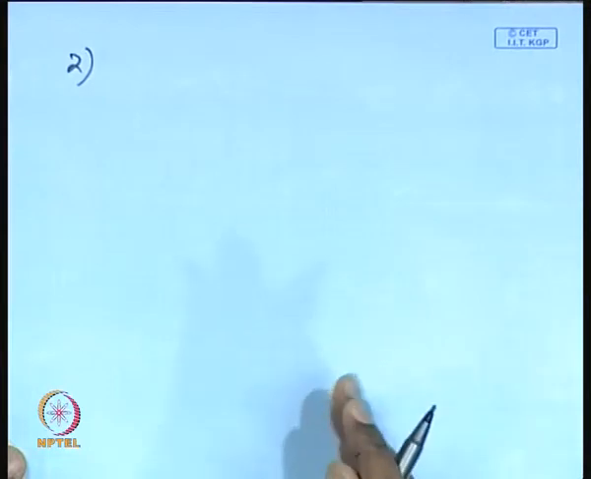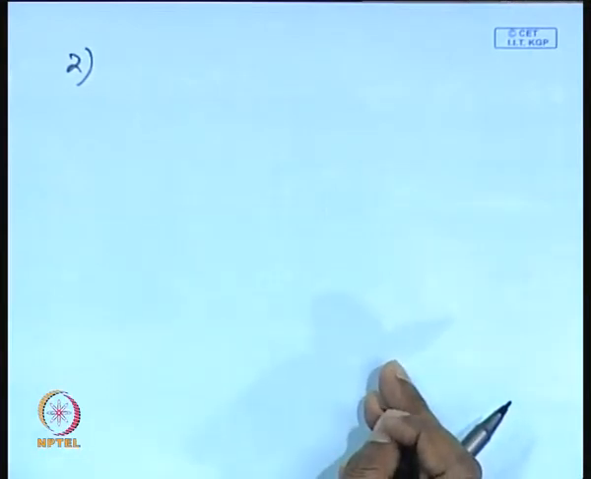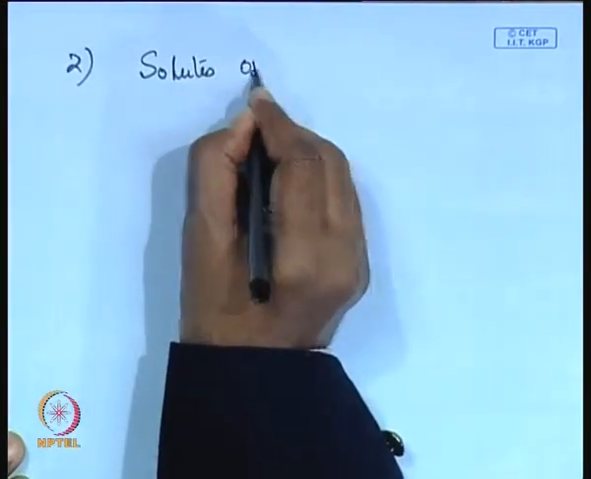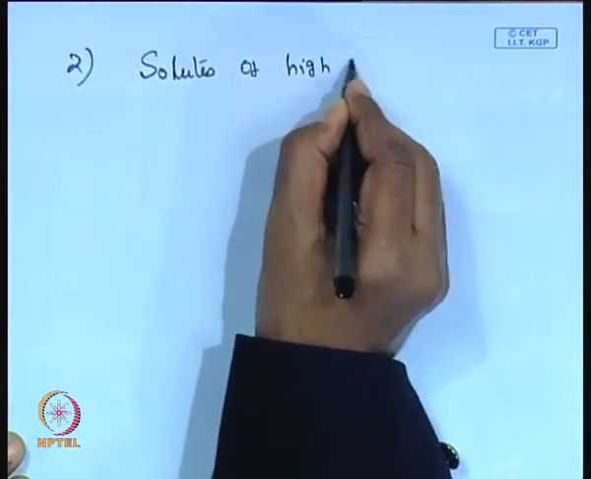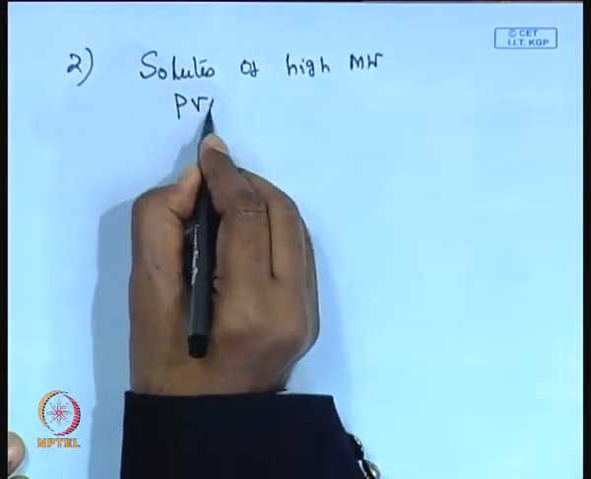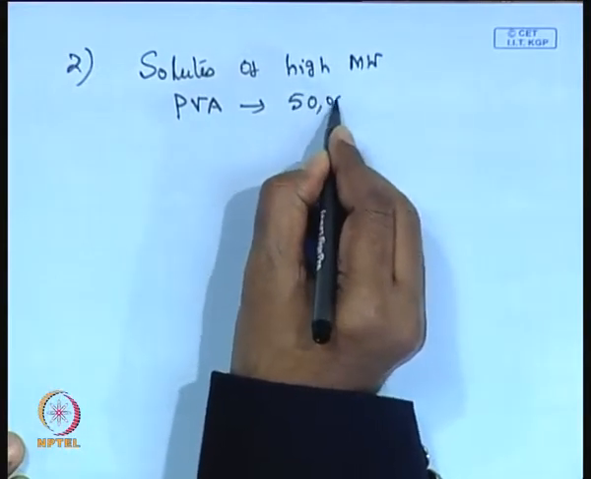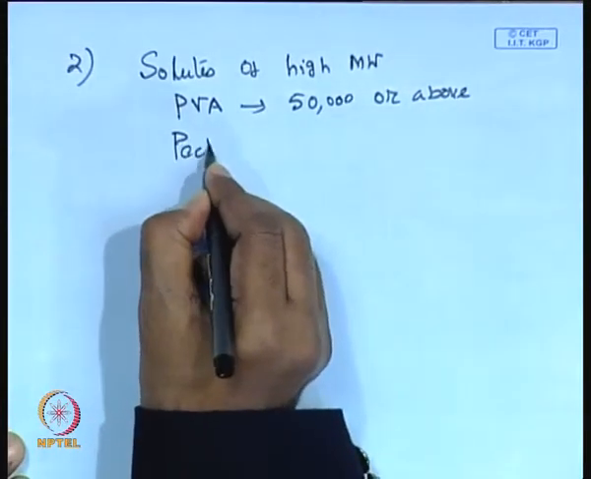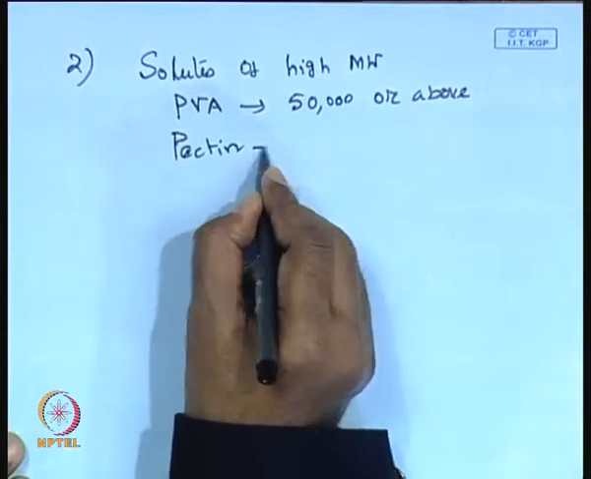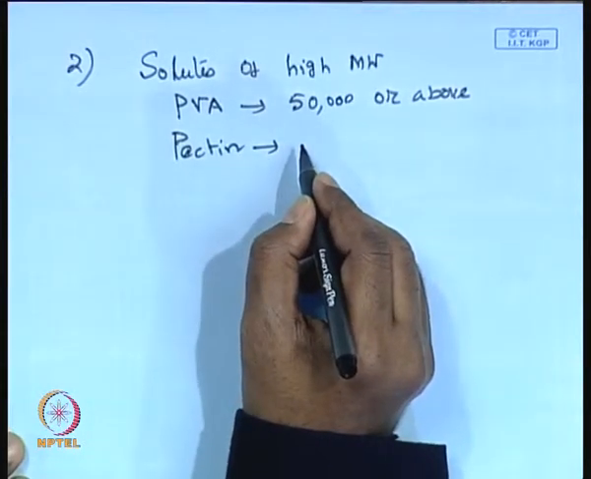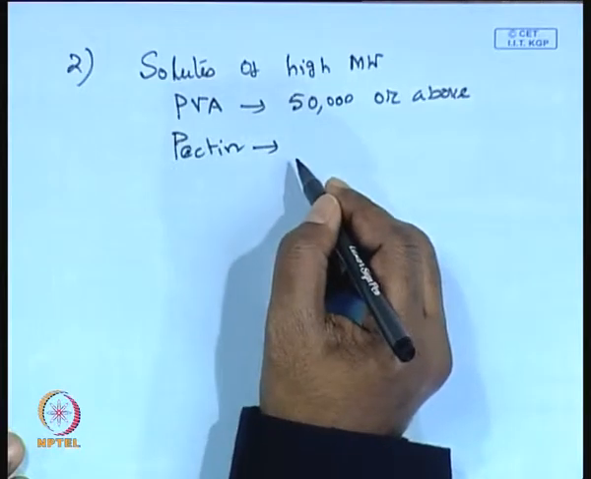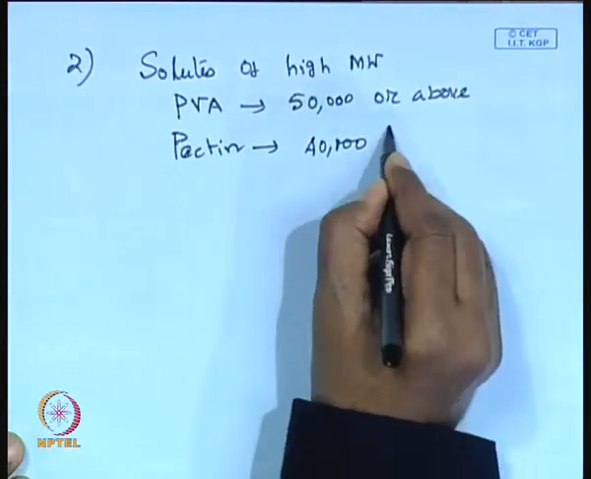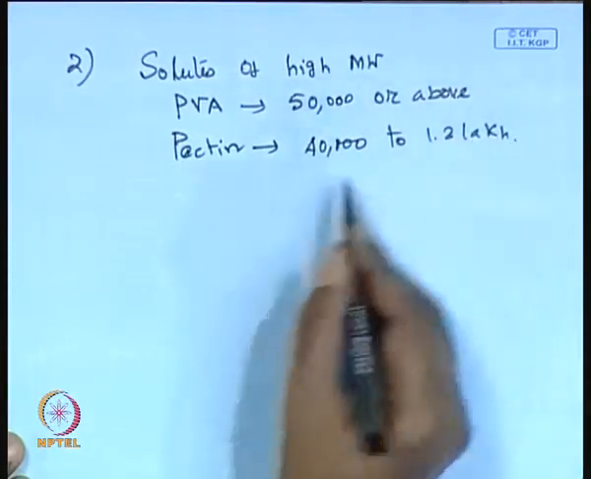That is one way of formation of the gel layer. The second, and most common, way is that for some solutes it is not osmotic pressure control from the very beginning. In that case, we are talking about solutes of very high molecular weight. If you are talking about filtration of solutes of very high molecular weight, for example, polyvinyl alcohol, which has a molecular weight around 50,000 or above, or pectin. Pectin is a polysaccharide. It is a polydispersed material, that means it has a molecular weight distribution, let us say from 40,000 to 1.2 lakh.